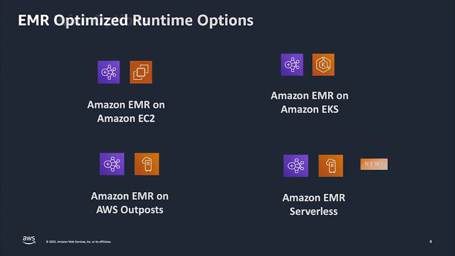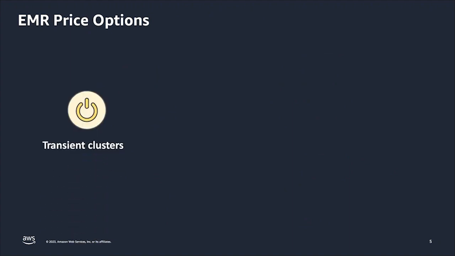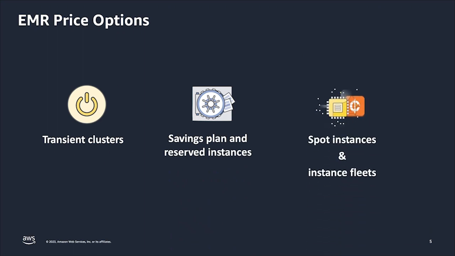Now let's talk about some pricing options. The first one is called transient clusters. So what is a transient cluster exactly? If you want to run some Spark and Hive workloads at night in a specific time window, then you can choose a transient cluster, which can save a lot of money. You don't have to run your EMR cluster over the whole day.